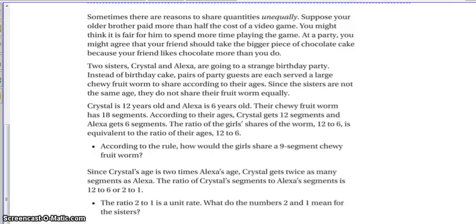Sometimes there's reasons to share things unequally. Suppose that your older brother paid for more than half the cost of a video game, and you might think that it's fair for him to spend more time playing the game. I know most of us don't. I mean, if my younger brother paid for more of it, I still think I should get the most time.